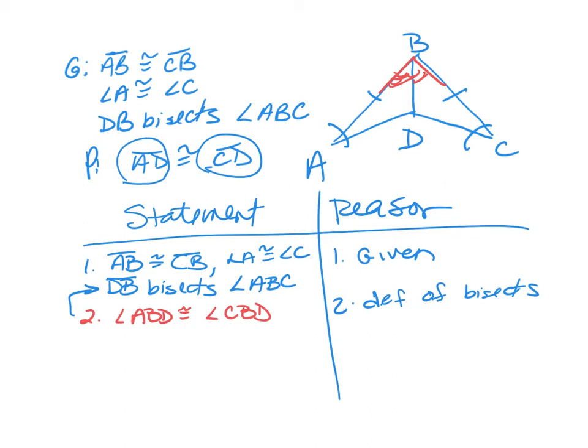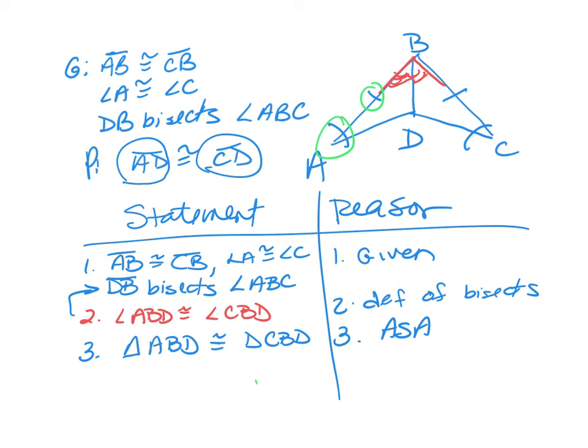So now, do I have enough to prove that the two triangles are congruent? Triangle ABD is congruent to triangle CBD. Why can I say that? What rule? Angle, side, angle. Angle, side, angle. Because you have an angle, a side, and an angle equal to an angle, a side, and an angle on the other side, okay?